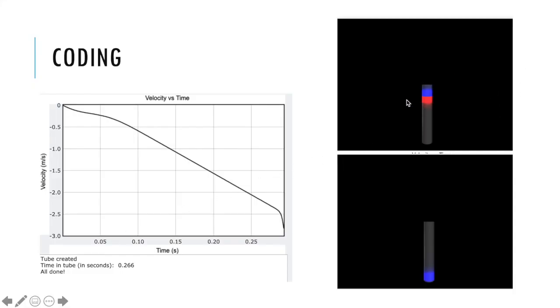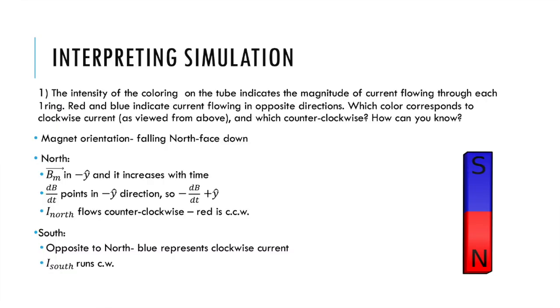After running the simulation, we get the images on the right. The first one is as the magnet enters and then when it leaves, and then we have the velocity versus time graph on the left. Interpreting the simulation, we know the magnet is falling north face down, as in the image on the right. The magnetic field is in the negative y direction, and it's increasing with time. So the derivative also points in the negative y direction, and the negative of that derivative points upwards.